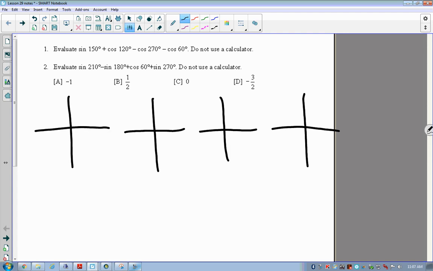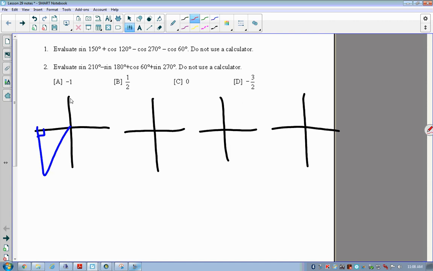Okay, so let's get into this. Sine 210. Now we're in a different quadrant this time. Which quadrant am I in? I was at 90, 180, 270, 360, so kind of followed it around. Where am I at? Third quadrant. Okay, so I'm there.